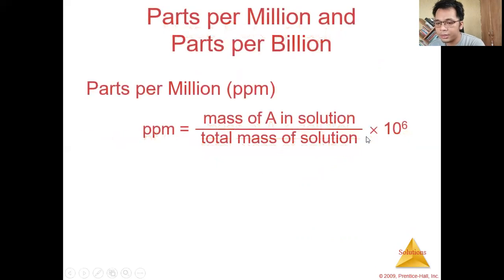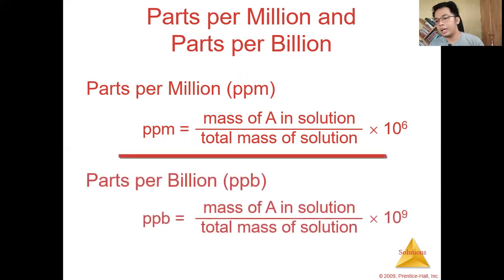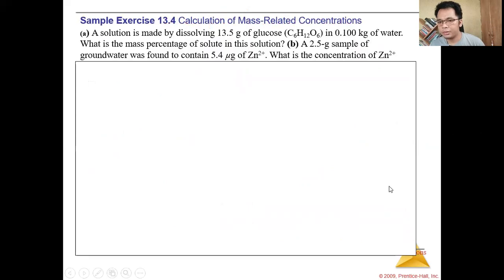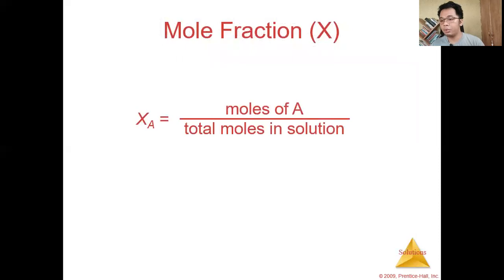Another one here is parts per million: mass of A in solution over the total mass of the solution times 10 raised to 6. We will see that later. Then parts per billion, the same, but in terms of the 10 raised to 9 factor. We will deal with this in the next part of our lecture. Another one is the mole fraction. The mole fraction of A is equal to moles of A all over the total moles in solution.